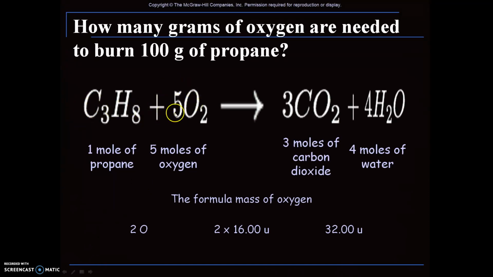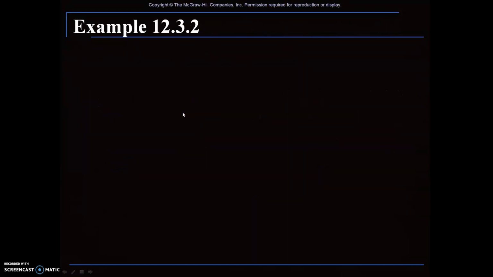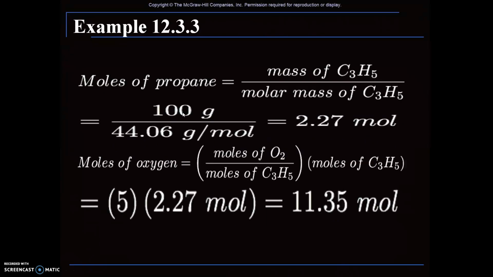each mole requires 5 moles of oxygen, right? So based on that, each mole of propane needs 5 moles of oxygen. And like that, we have here 2.27 moles of propane. So how many moles of oxygen would that be? That's going to be moles of oxygen divided by moles of propane from the equation, times the moles of propane given. So that's going to be 5 times 2.27. That's going to give you 11.35.